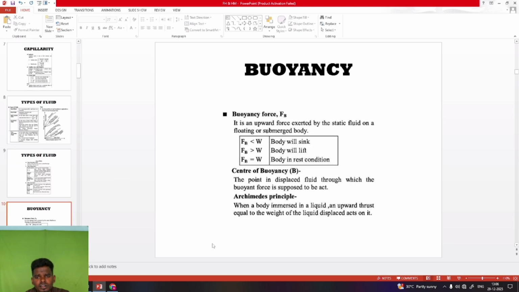And buoyancy. Now we are going to see about buoyancy. Buoyancy force is an upward force exerted by a static fluid on a floating or submerged body.